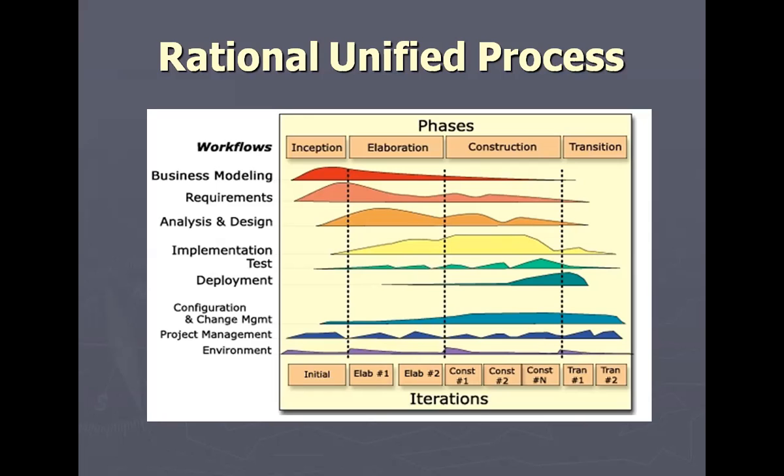The 9 disciplines are business modeling, requirements, analysis and design, implementation, test, deployment, configuration and change management, project management, and environment. The Rational Unified Process is a product offered by IBM Rational.